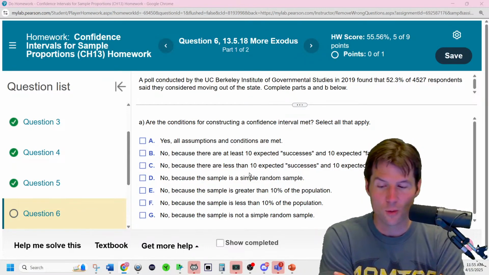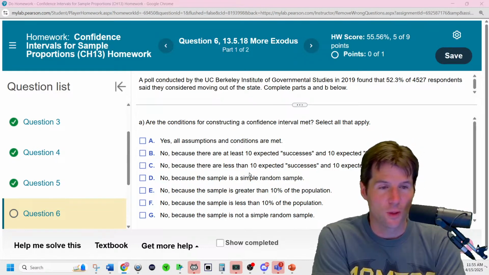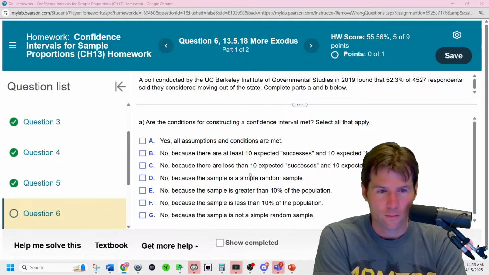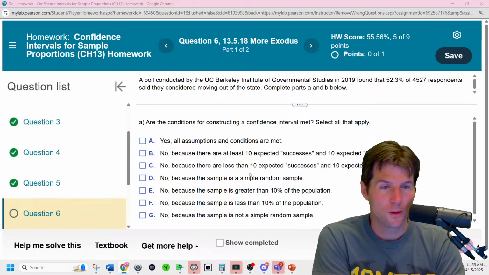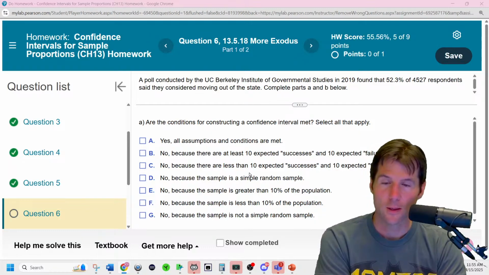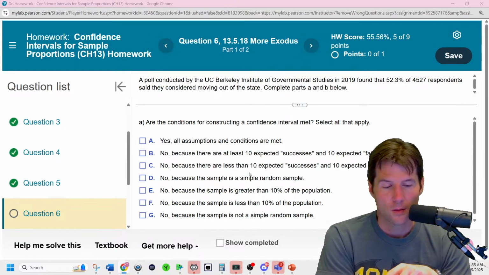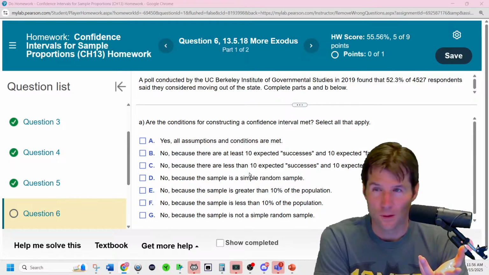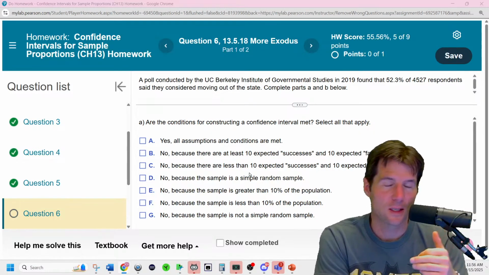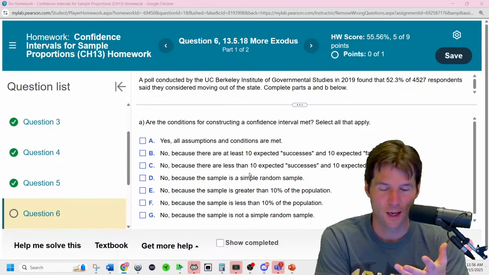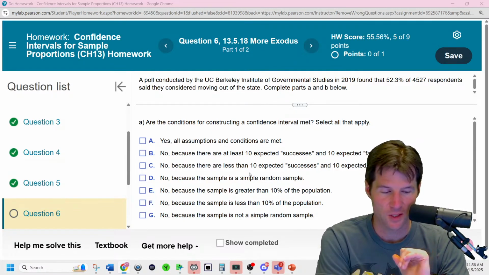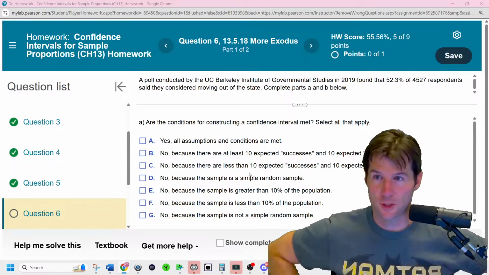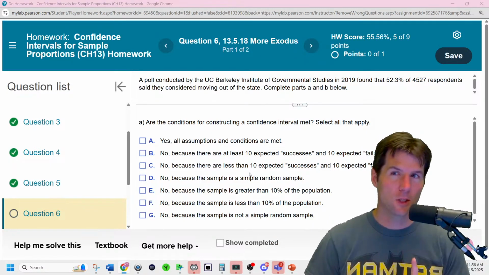Condition 2, they're asking California residents, do you plan to move out of state? What is condition 2? 10%. Do you think that 5,000 people, let's call it 5,000, is less than 10% of all of California? Which is met. This 4,527 people is way less than 10% of all of California, because we're trying to figure out what percent of California is planning to move out of state. So this is definitely met.